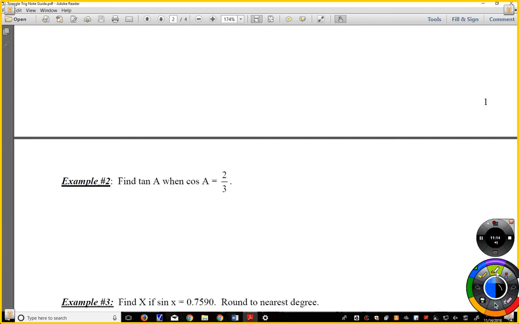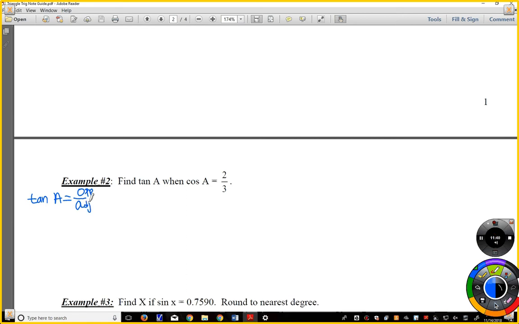So again, are they asking me to find A? Like, do I have to find the angle? No. They want me to write the tangent of A. So tangent is equal to what? Good. Were you guys thinking, oh, heck, another hour of algebra? No. Okay. So opposite over adjacent.